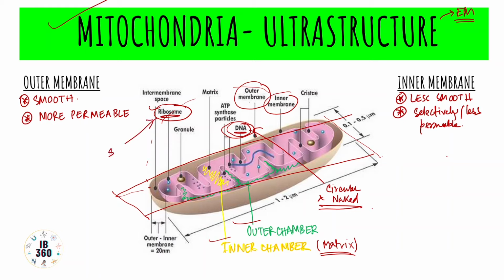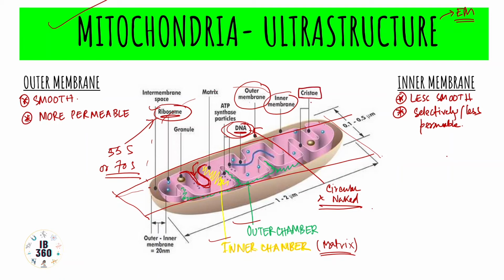And you see that there are certain invaginations. These are the invaginations or folds of the inner membrane itself. As the inner membrane is folding on itself in that fashion, some of the outer chamber is protruding into the inner chamber, and these are known as cristae. So this is the cristae we are talking about.